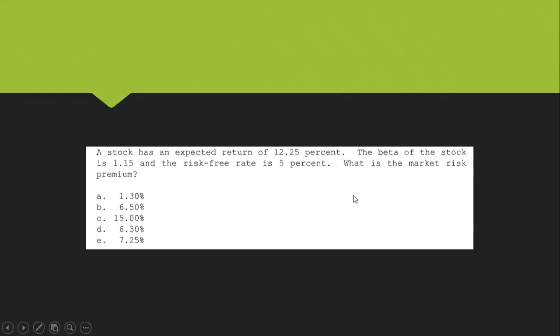Next, a stock has an expected return of 12.25%. The beta of the stock is 1.15 and the risk-free rate is 5%. What is the market risk premium? So, the same procedure that we did a while ago.